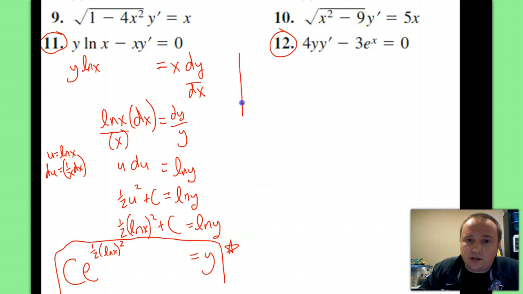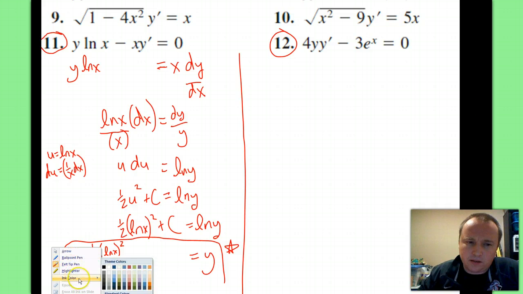Very common, very good problem. Okay, I hope that helps.